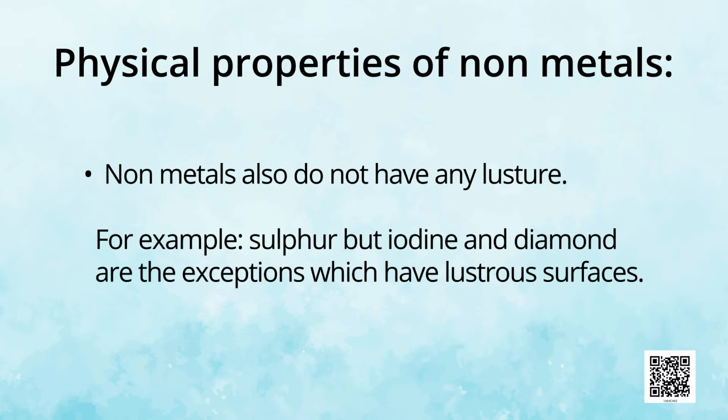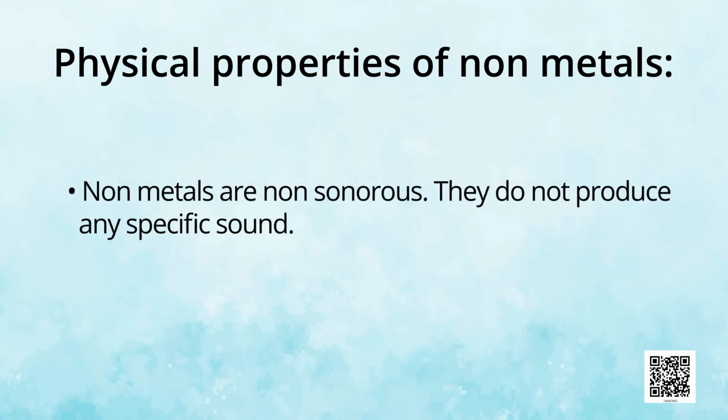Nonmetals also do not have any luster. For example, sulfur, but iodine and diamond are the exceptions. They have lustrous surfaces. Non-metals are non-sonorous. They do not produce any specific sound when they are hit with a hard substance.